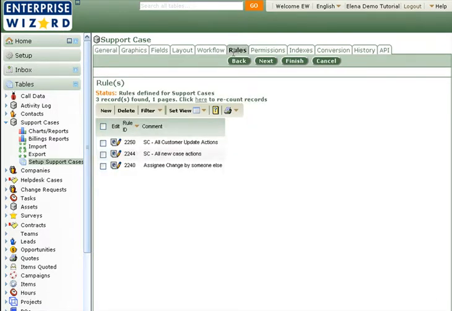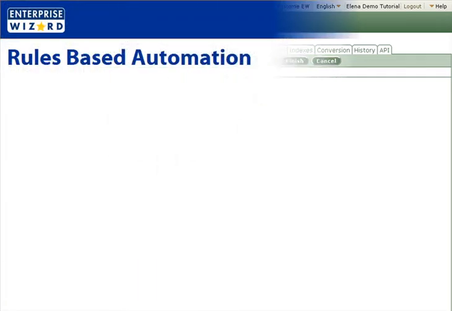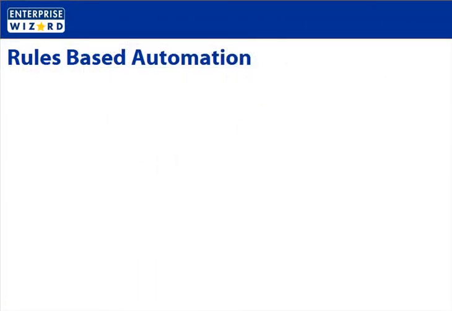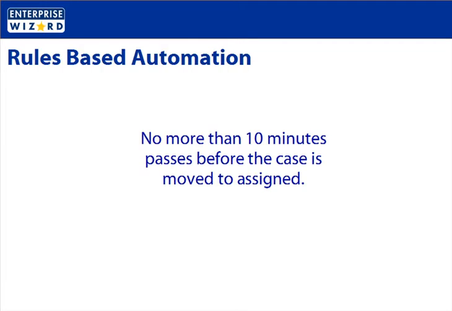On the Rules tab, we see the full list of existing rules for this table. Let's create a new rule to make sure that important issues are dealt with promptly. Suppose we have a process where support members are notified of all new tickets as they are created, and they're supposed to acknowledge them by changing the status from open to assigned.